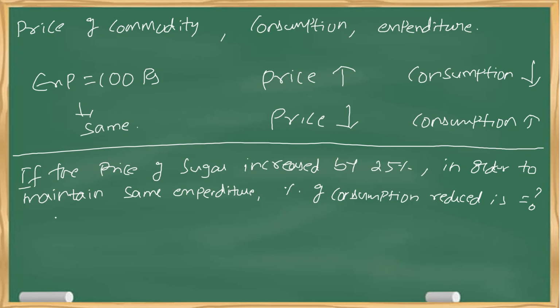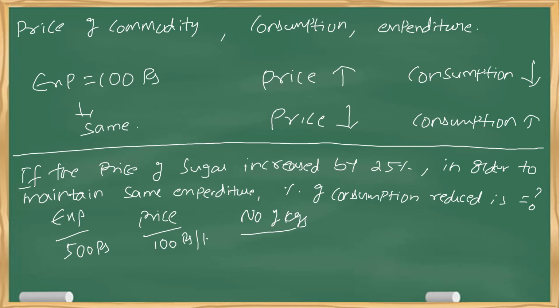There are three parameters we need to take here: expenditure, price of the sugar, and consumption, that is, the number of kgs. Number of kgs is called consumption. Now for expenditure, I take 500 rupees and the price of the sugar is 100 rupees per kg. Why am I taking such big values? I'm making it easier for you. Nothing more than that.